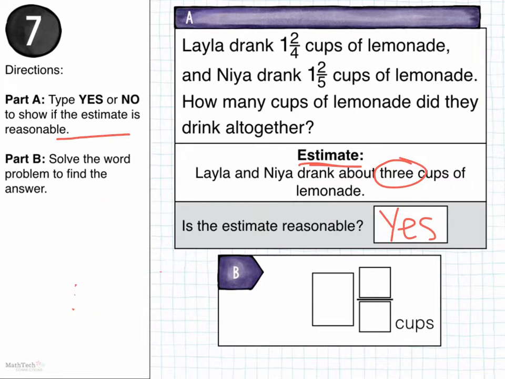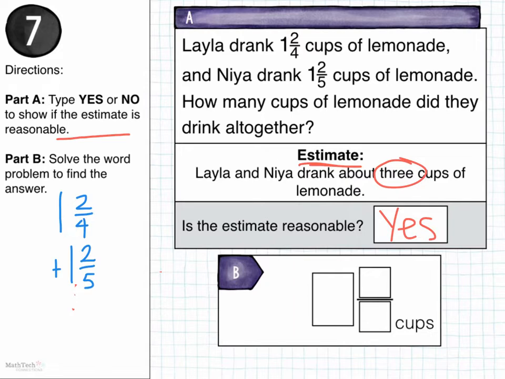Now we have to go ahead and solve this problem. So I have 1 2/4. I'm going to add 1 2/5. Now I know that I can't add fourths and fifths together. They're not the same unit. So I have to turn them into a common unit.